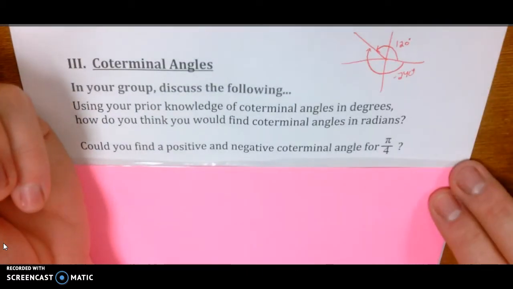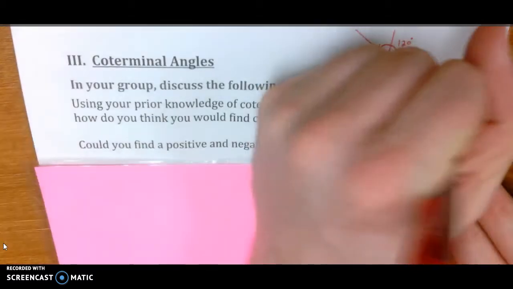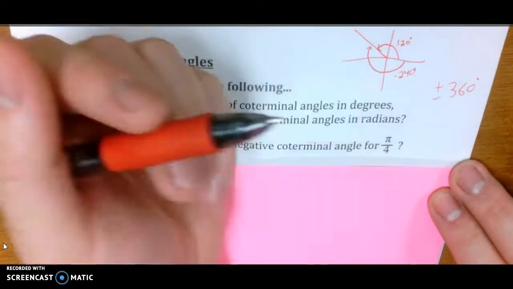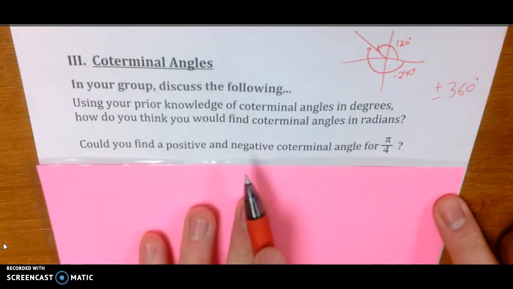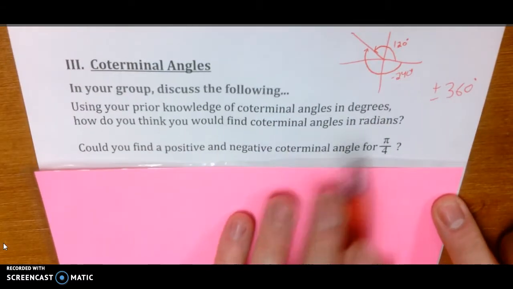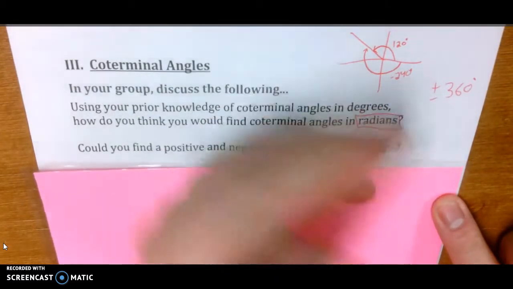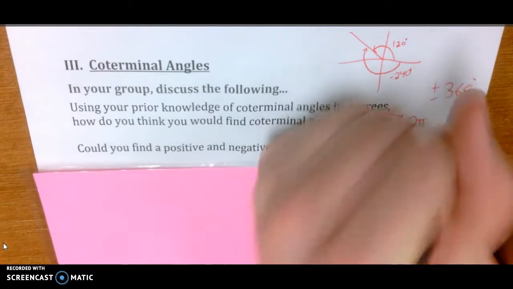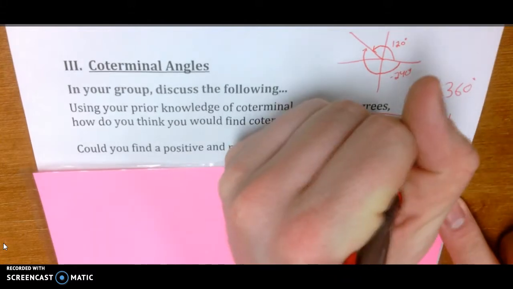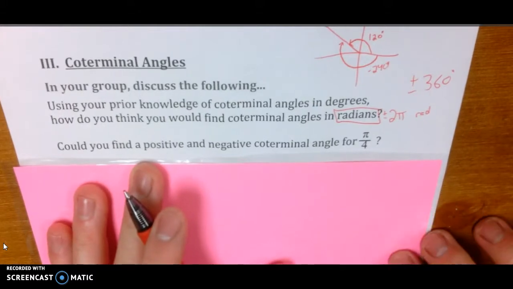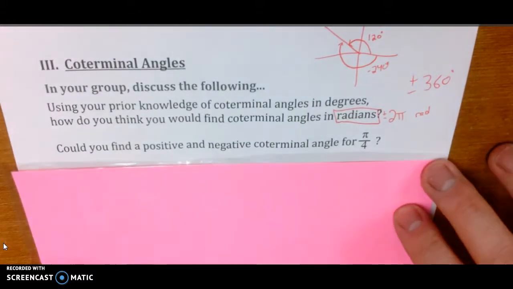So previously, when we handled these, we just added or subtracted 360 degrees because that represents a full rotation around the circle. Well, same thing is going to happen for radians. However, for radians, instead of 360 degrees, we're going to be dealing with 2 pi radians. We can add or subtract 2 pi radians to any angle in radians.